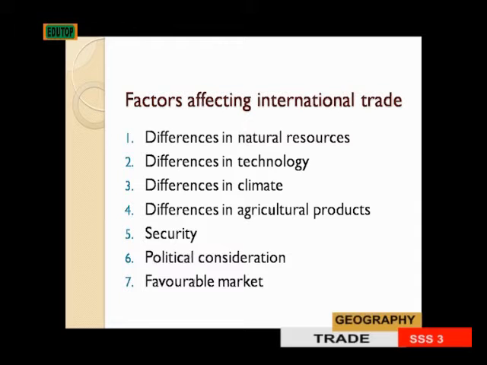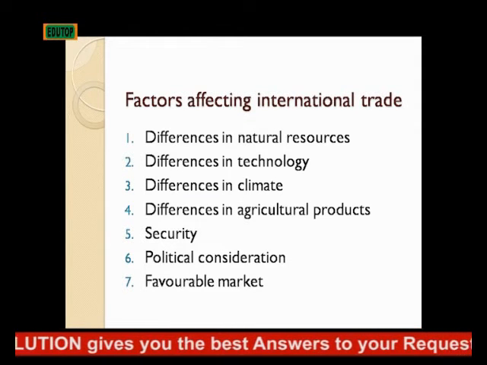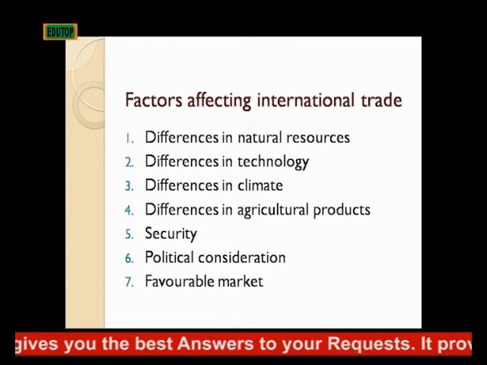Now, if there's a favorable market, a ready market to buy the products which are being produced in one area, this will encourage international trade. But if there is no such market, people will not waste their money and time to transport or move goods produced in their regions to another region because there will be nobody to buy them. So this also affects international trade.